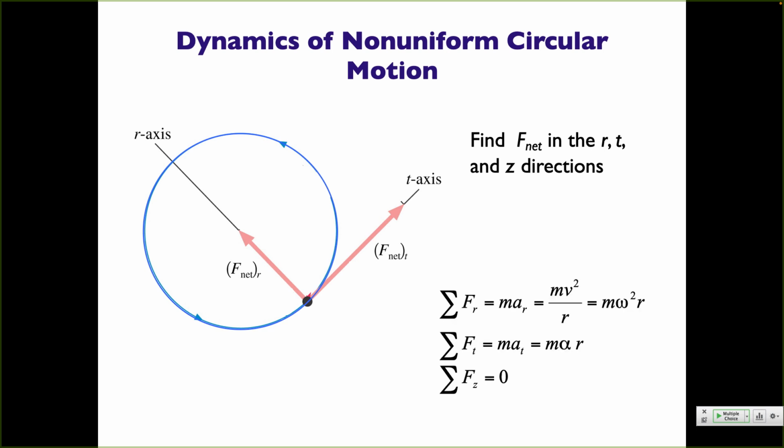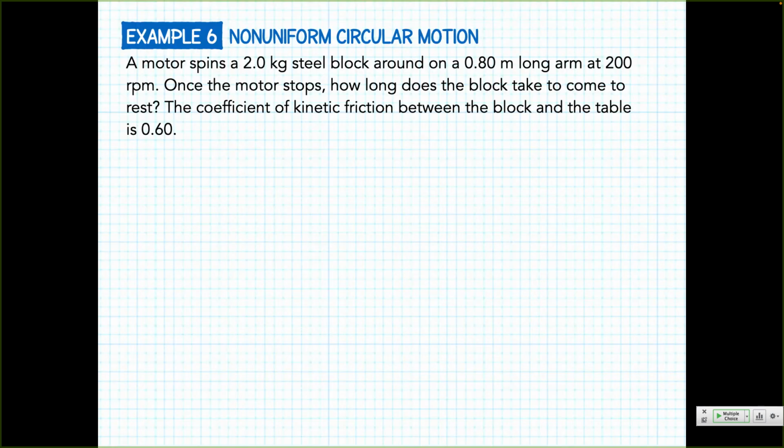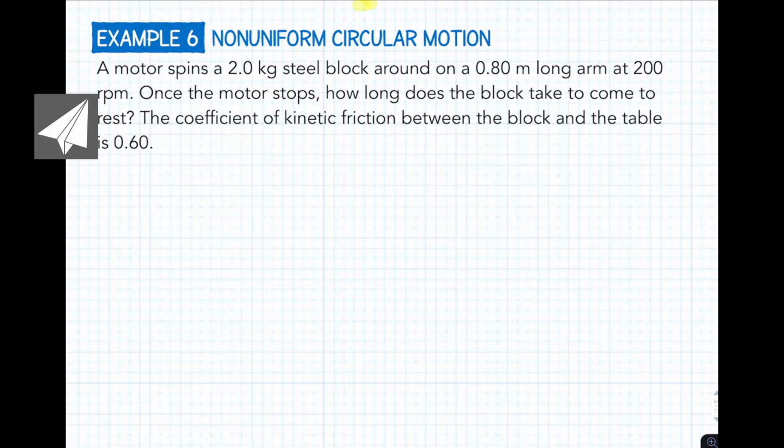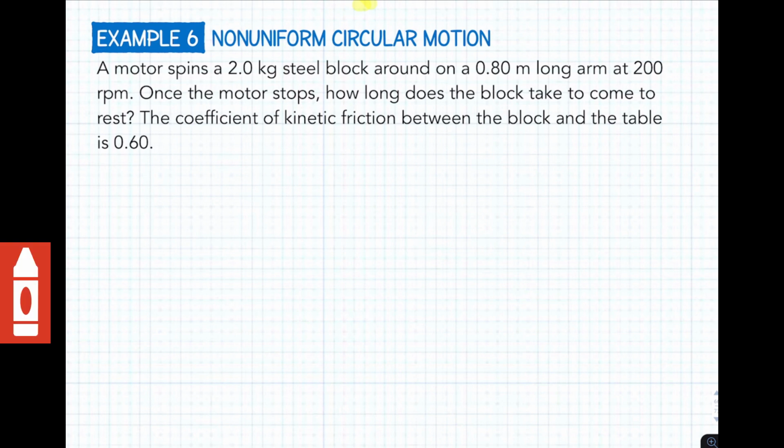All right, so we're going to try an example problem with a motor, because pretty much all spinning things end up having motors. So let me set this up. A motor spins a 2 kilogram steel block around a 0.8 meter long arm at 200 RPM. Once the motor stops, how long does the block take to come to rest? And we know the coefficient of kinetic friction between the block and the table is 0.6.